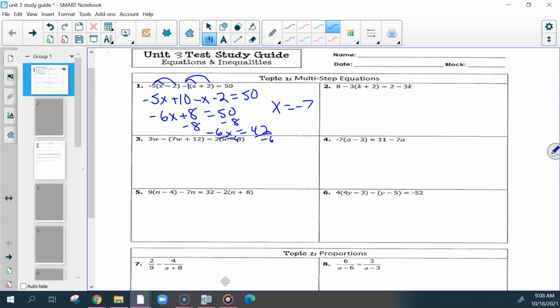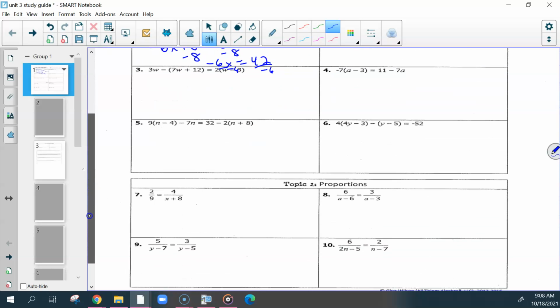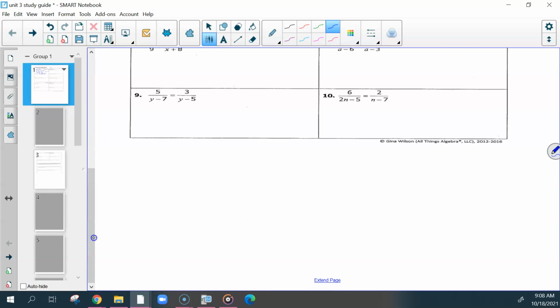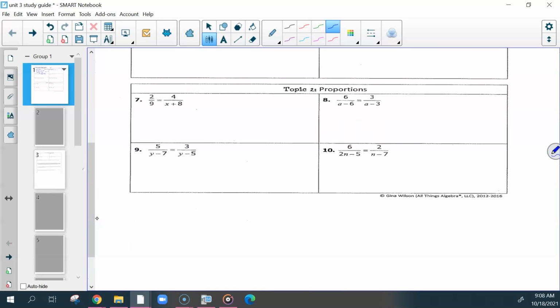We're going to jump down to number 8. Remember, all of this is going to be one objective: solving multi-step equations with variables on one side, solving multi-step equations with variables on both sides. Proportions will be in there. All of that will be one objective.